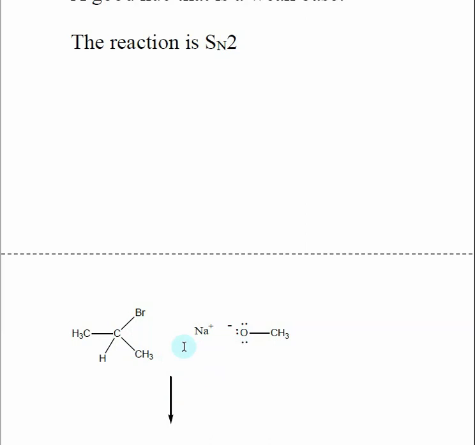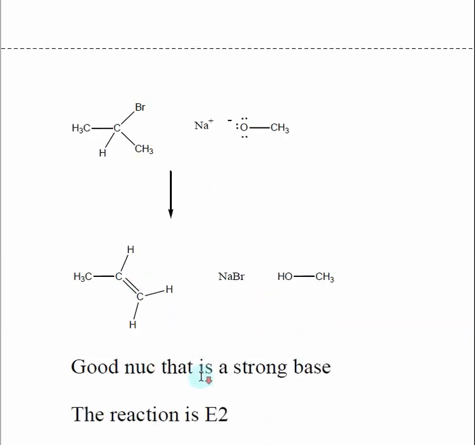Then I go into E2 mode. I say what's happening here. I kick off the leaving group. I kick off an adjacent hydrogen. So this carbon's going to go from H3 to H2. I draw a double bond across here. This is going to be an E2 reaction. How I knew this? Secondary halogen, the species it's reacting with is a good nucleophile that's a strong base. So it would rather act as a base and remove a hydrogen, causing an E2 reaction.